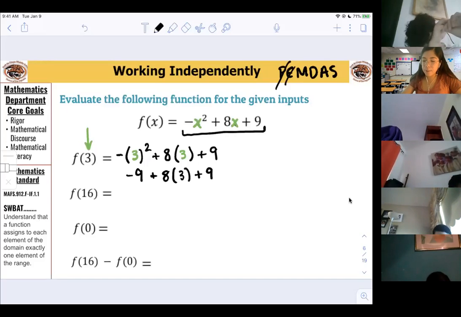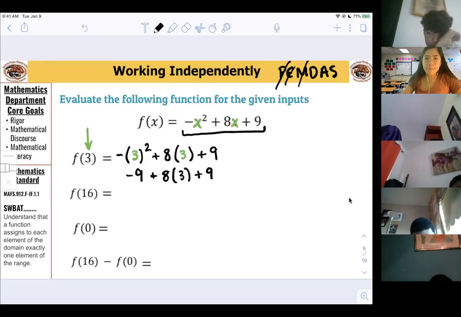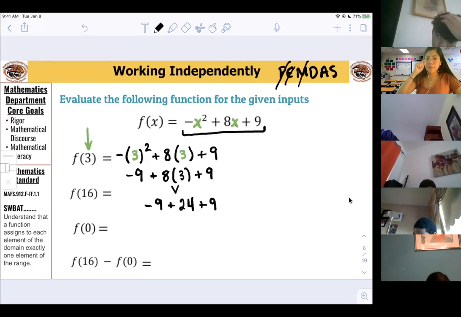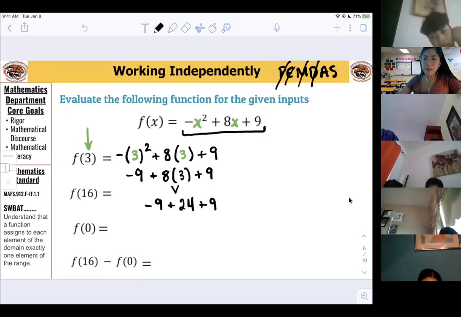Okay, I did exponents. Next, I have to multiply. So what should I do here? Eight times 3, which is 24. Now I'm almost all the way there. There's no division, so now I need to add and subtract. So I need to add all of these up together and see what you get.